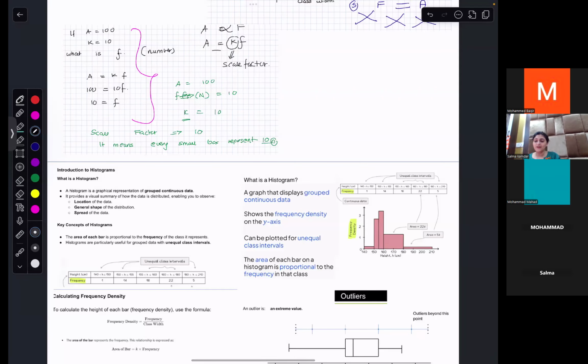This is a quick revision of chapter number 3 of Statistics 1 at Edexcel IAL.